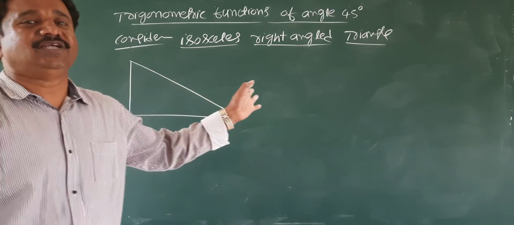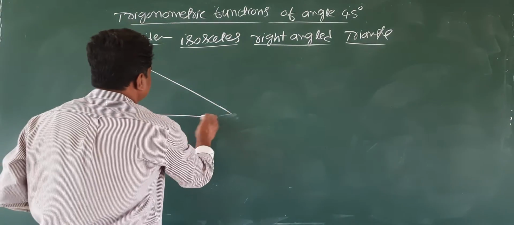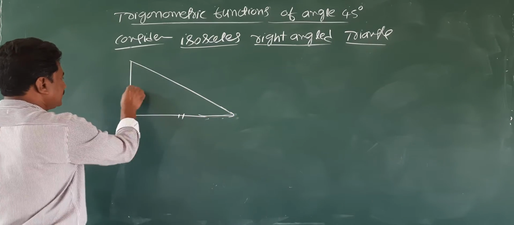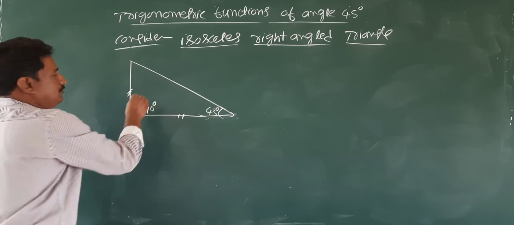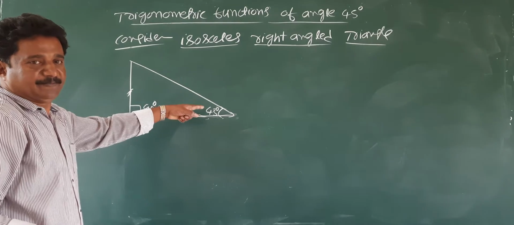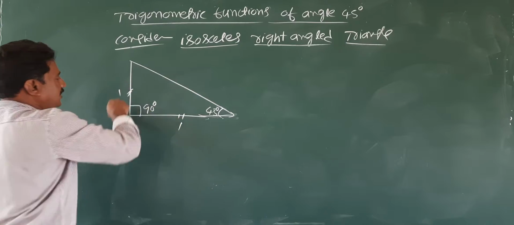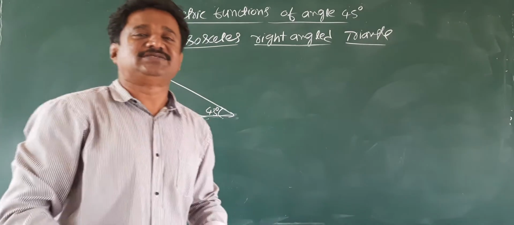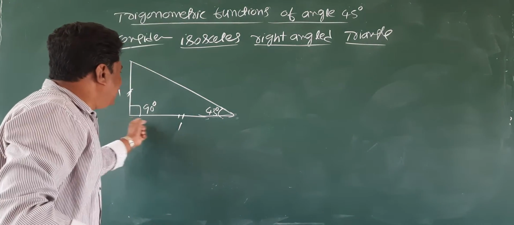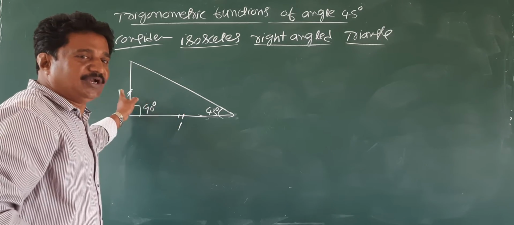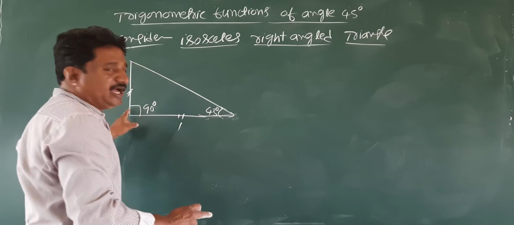If I take an isosceles right angle triangle, the measure of an angle becomes 45 degree. These two sides are equal. So this is 45 degree, this is 90 degree, and the measure of this angle is also 45 degree. So these two sides are equal. You take the measure of these two sides as 1, 1. You can take 2, 2 also; even then I am going to get the same thing. So you take the length of these two sides as 1 unit each. Since these two sides are equal, if I take the length of this side as 1, this side also becomes 1.